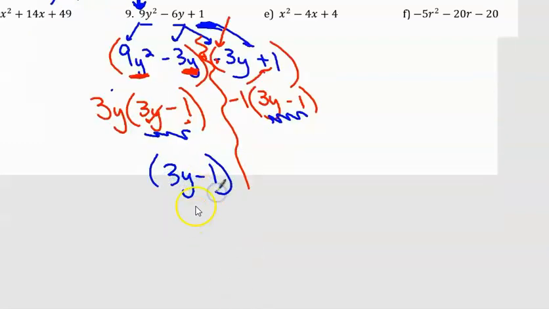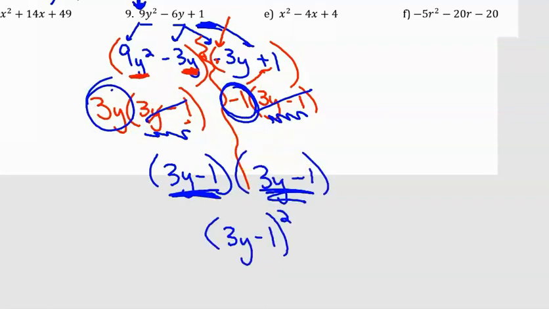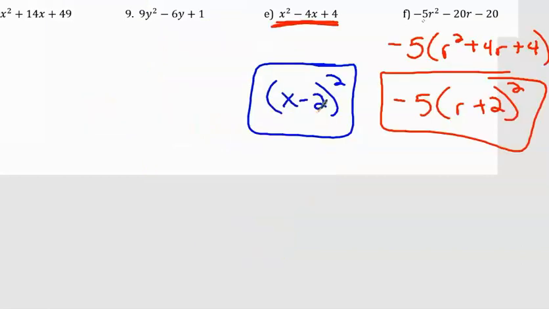And if you notice, they're going to be exactly the same. 3y minus 1. 3y minus 1. And look, we have 2 of them. Therefore, I can write 3y minus 1 squared. So going from here to here when solving. So again, looking at these patterns to see if we can make the process go a little bit faster with the shortcut. All right. For E, try this one out.